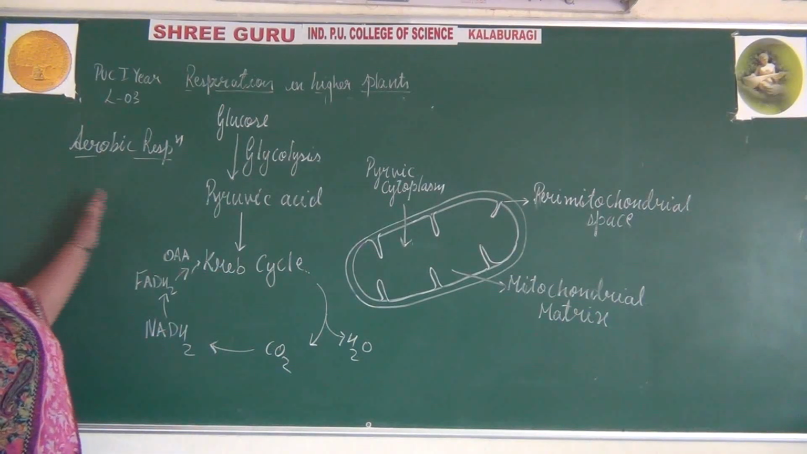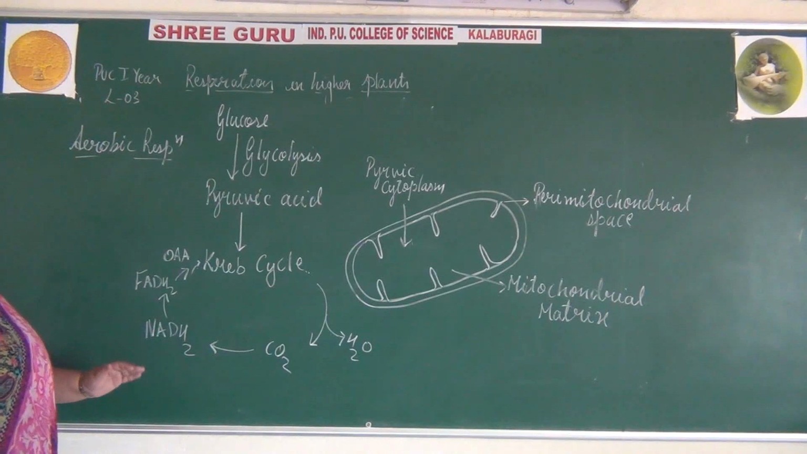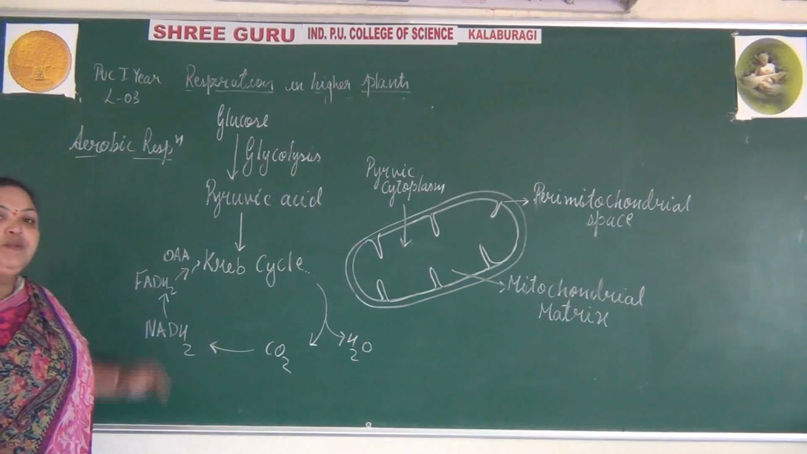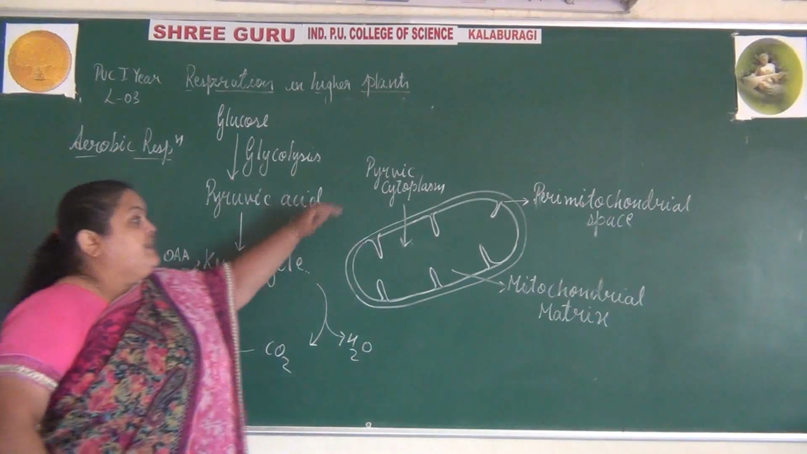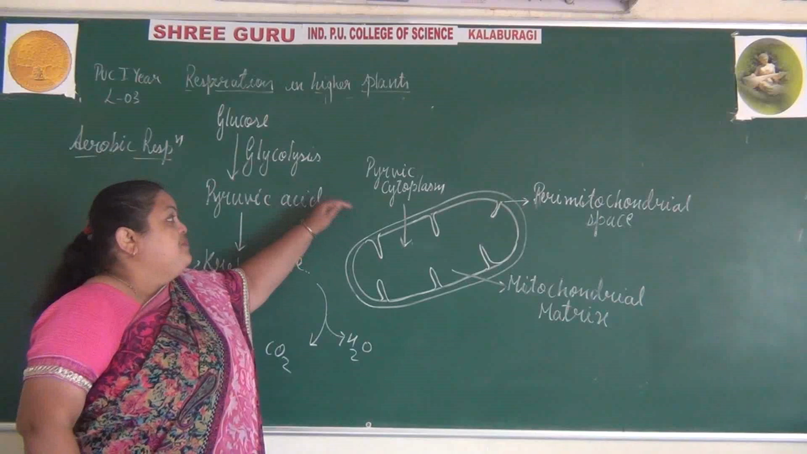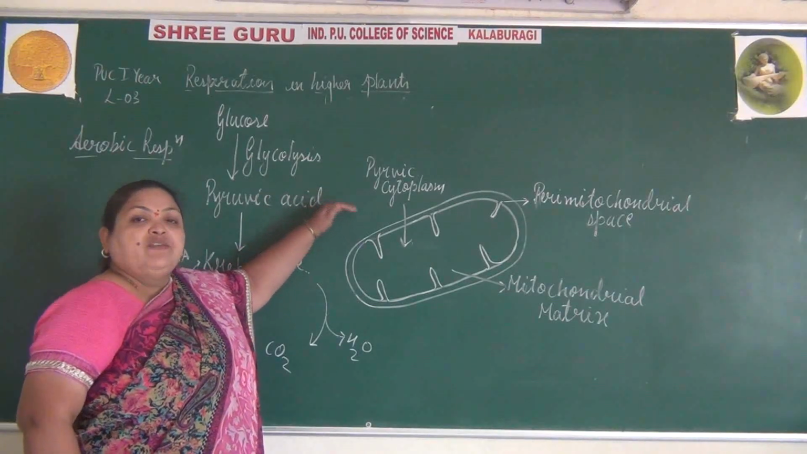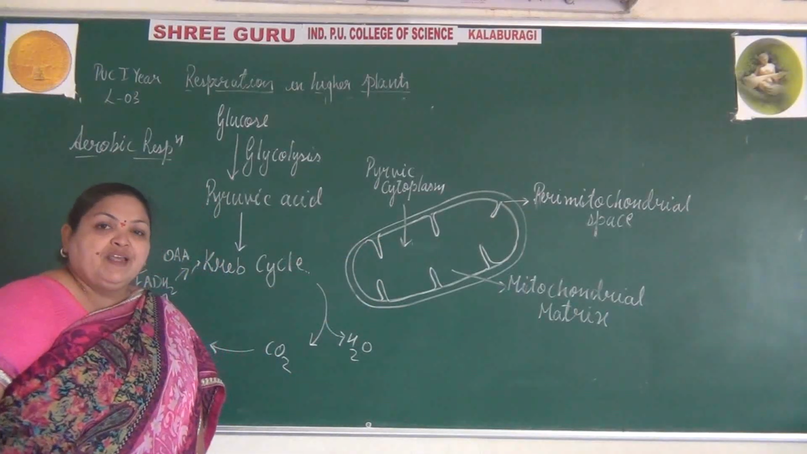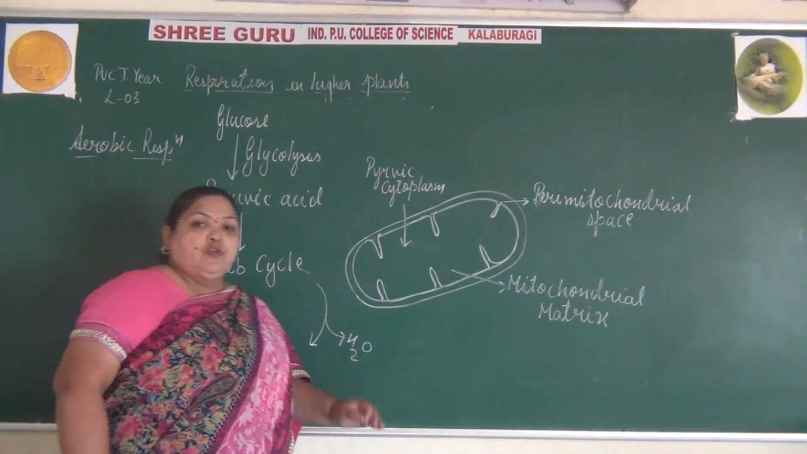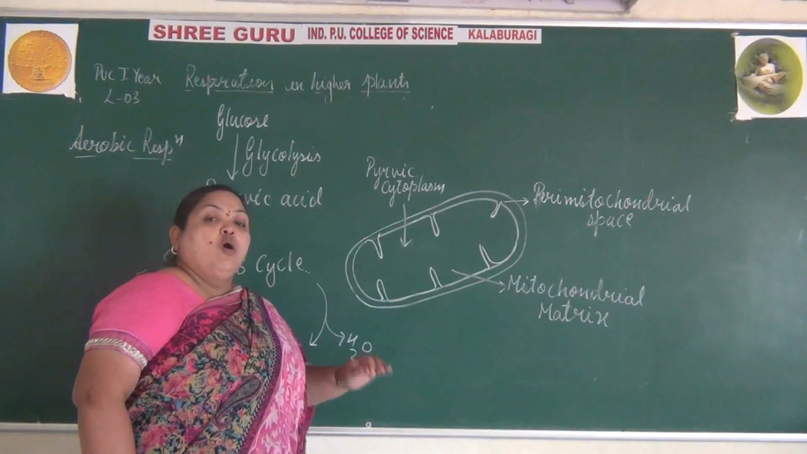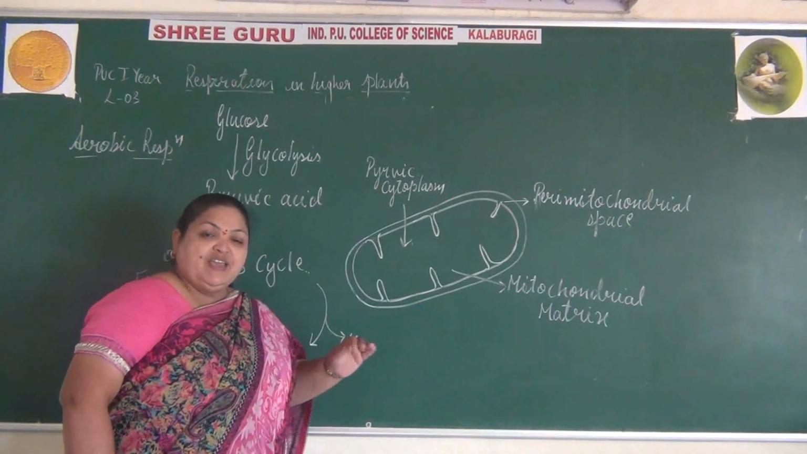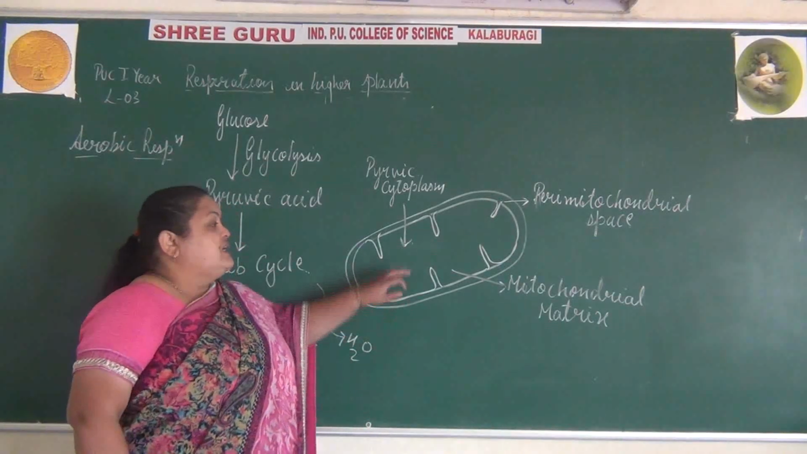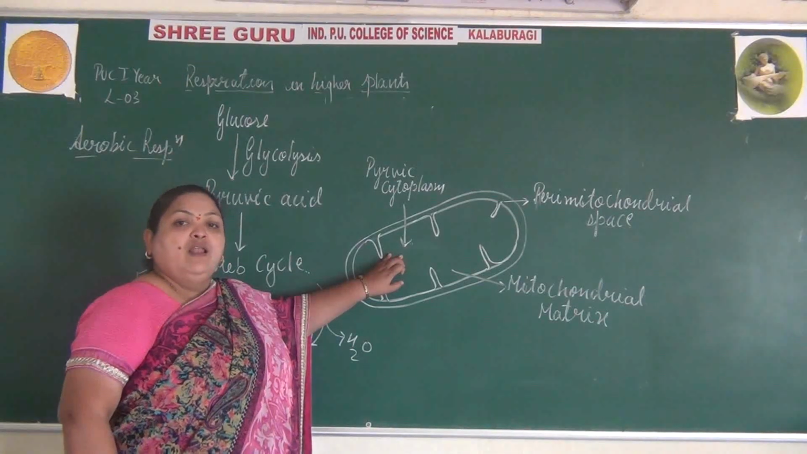So, in the animal cells or in aerobes, glucose is converted into pyruvic acid. That process occurs in the cytoplasm. Now, the pyruvic acid from the cytoplasm enters into the mitochondrial matrix, and the process of Krebs cycle, also known as citric acid cycle or tricarboxylic acid cycle, occurs in the mitochondrial matrix.